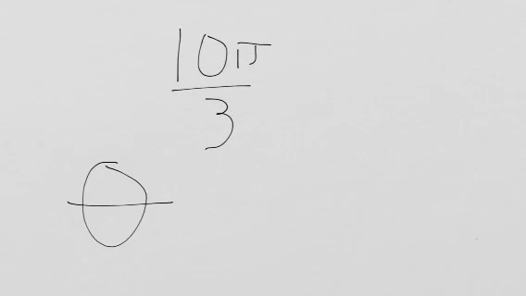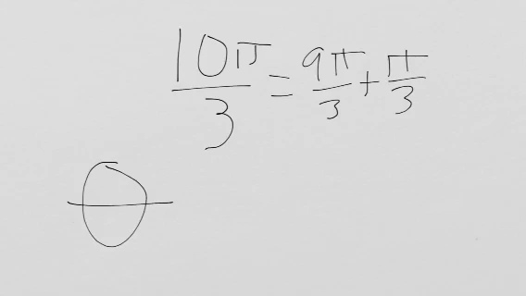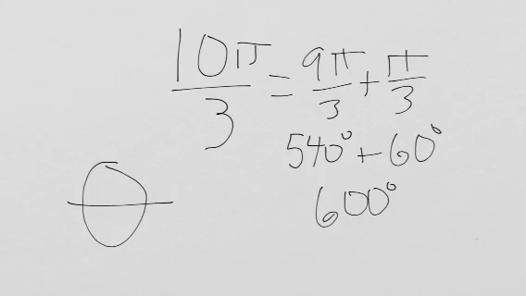Converting 10 pi divided by 3 to degrees. So what we should do is first figure out how many times we've gone around the circle. So this would be 3 pi over 3, then 6 pi over 3, then 9 pi over 3, right? So it's 180, 360, 540 at 9 pi over 3. Okay? So this is 9 pi over 3 plus pi over 3. So we've traveled 540 degrees plus an additional pi over 3, which is 60, an additional 60 degrees, for a total of 600 degrees.